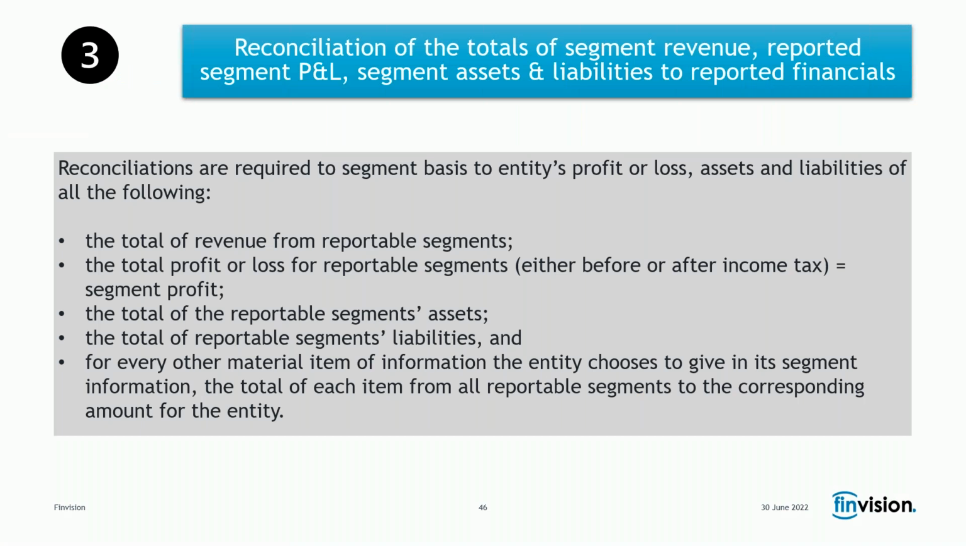Everything which is not directly derived from the statement of income or the statement of financial position, you will always have to reconcile. So you need to reconcile the total revenue from reportable segments to the total revenue from the statement of income. The total profit or loss for reporting segments, which can be, for example, not net profit but operating profit, to your statement of income. The total reportable assets to your total assets based on the statement of financial position, liabilities, and every other item that you mention. There are different ways to do the reconciliation.